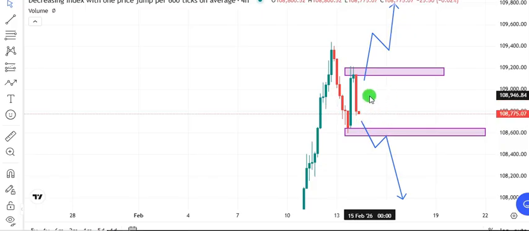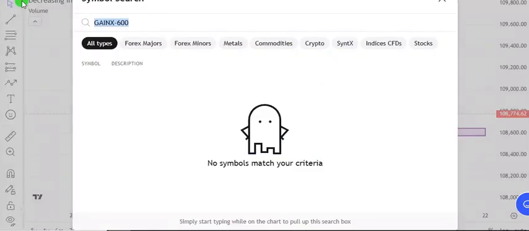Otherwise, if you're not ready to do that, just wait for it to actually break above this or break below this, instead of trading the range. Okay, so that's that for GainX 400. So let's go to Break 600.